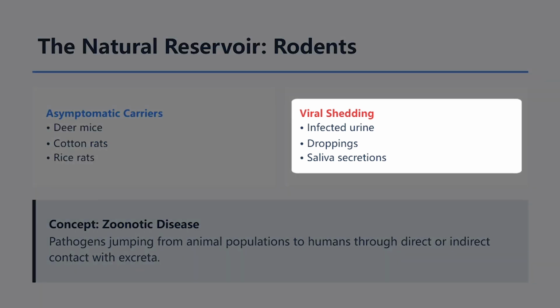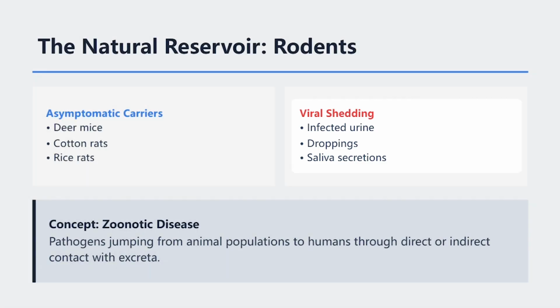The virus leaves the rodent's body through a process called viral shedding. It is excreted in their urine, droppings, and saliva. Once these materials are in the environment, they pose a significant risk to any humans who might encounter them.